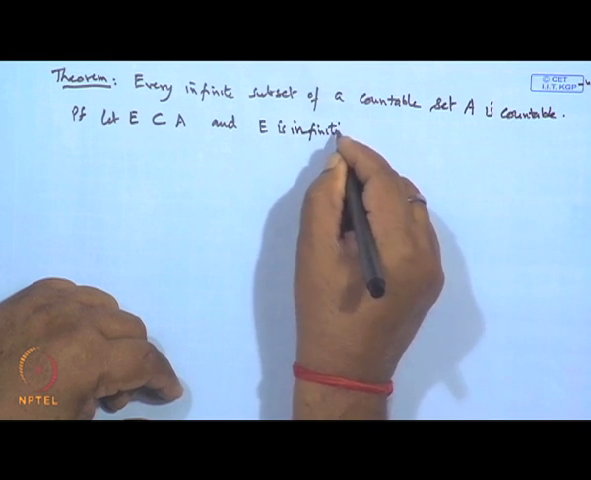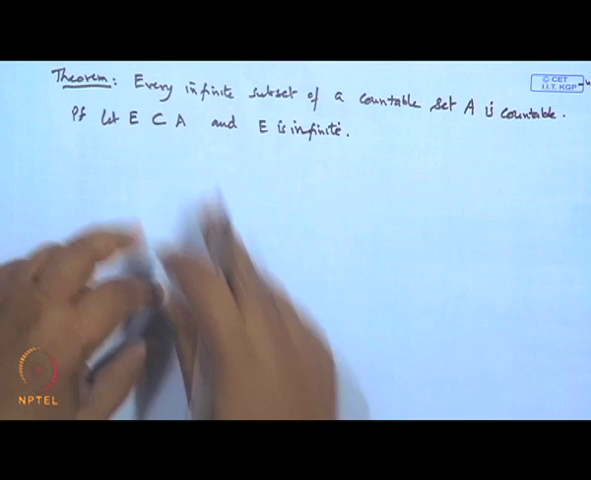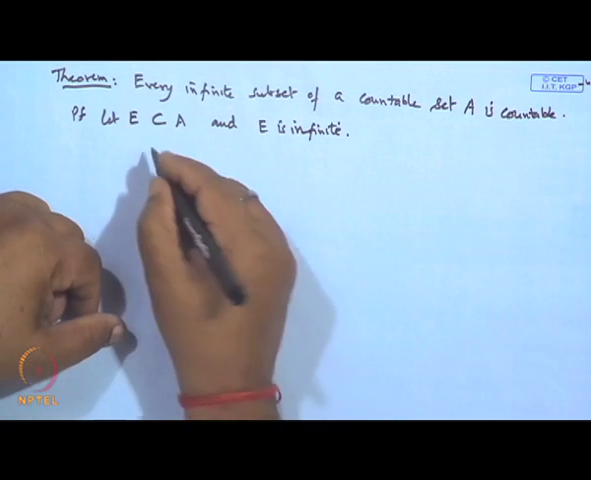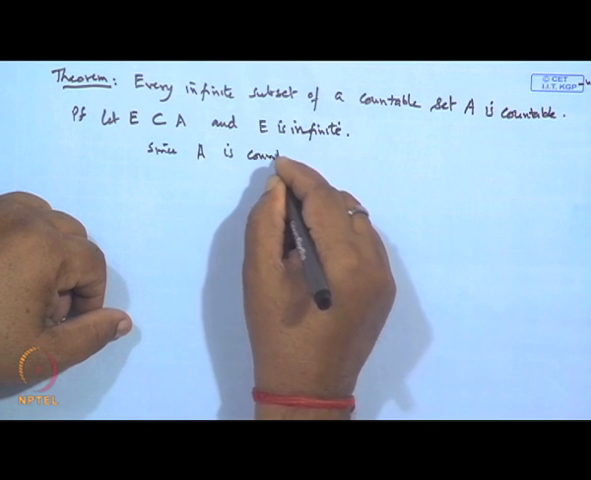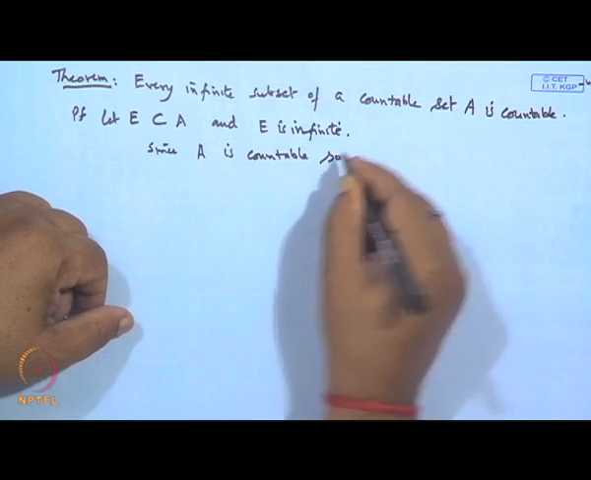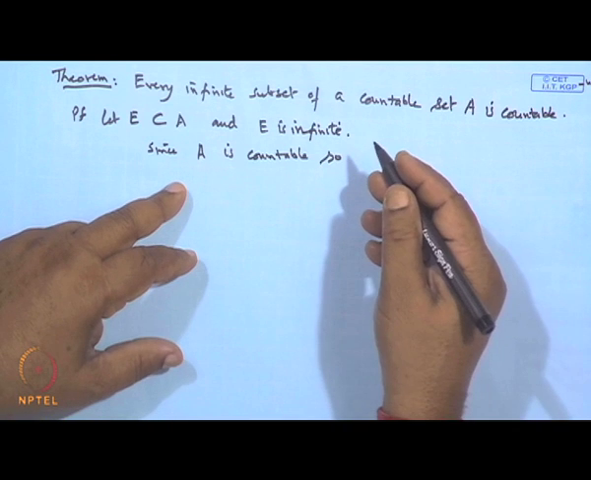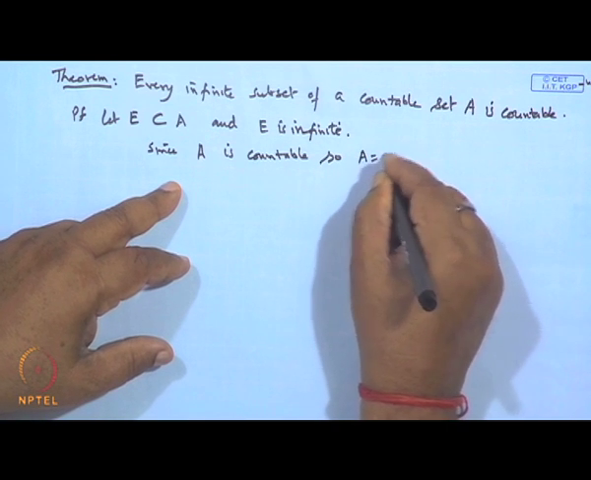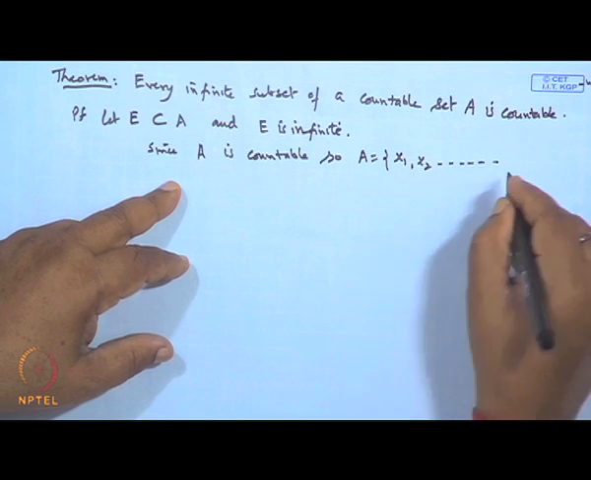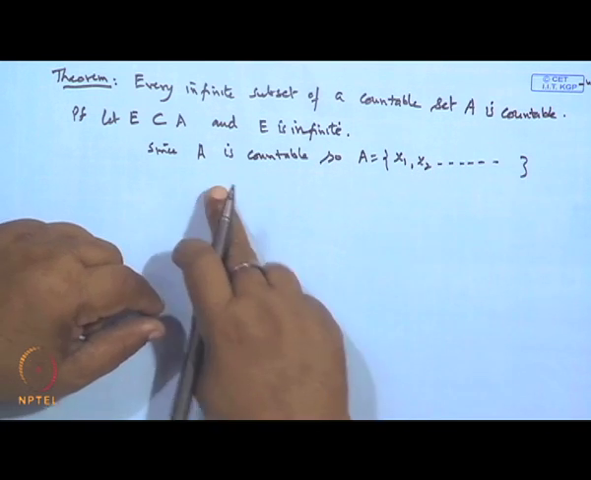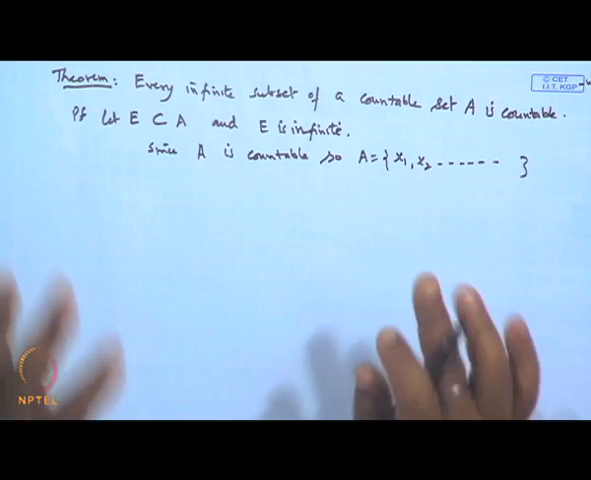E is infinite. Now, since A is countable, we can arrange the elements of A in the form of a sequence. So, A will have the sequence like x1, x2 and so on. All the elements of the set can be arranged in the form of the sequence.